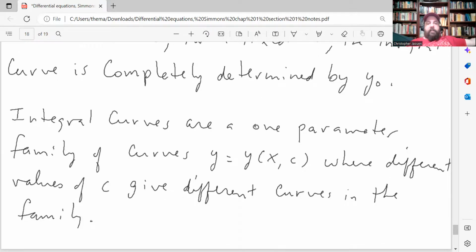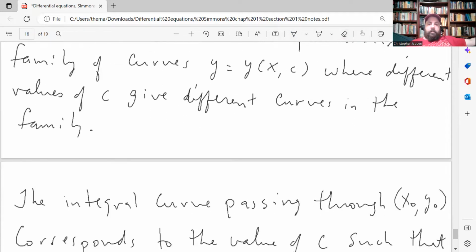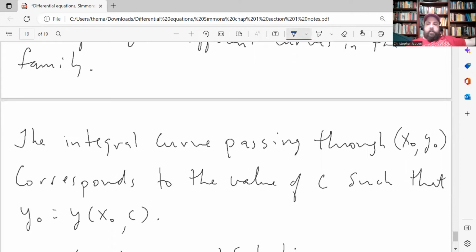Integral curves are a one parameter family of curves. So in other words, because this C is arbitrary, you get a family of curves as the general solution, where different values of C give different curves in the family. And given an initial point x0, y0, the corresponding value of C that makes the general curve pass through that point is found by solving this equation. So if you solve this equation for C, you'll find what that value has to be.